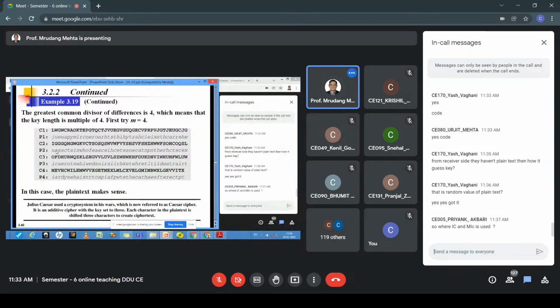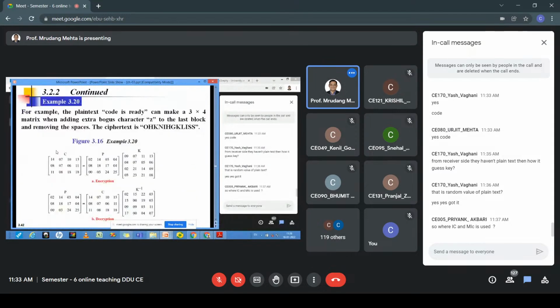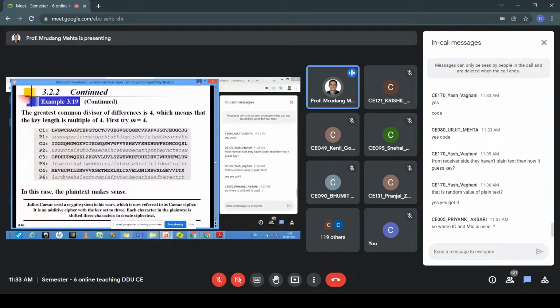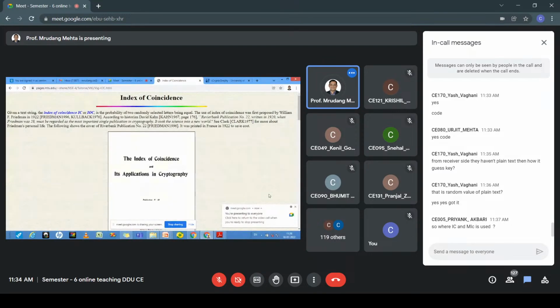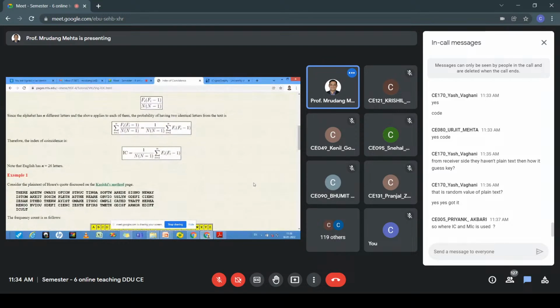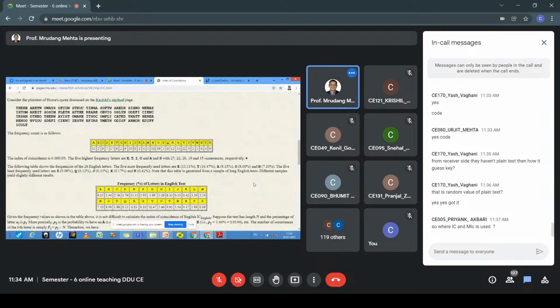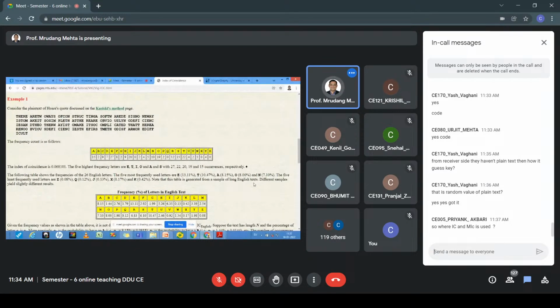Okay. So where IC and MIC are used, we will see in another example. For that, I am showing you another example, and that is this example. Okay, now see this. Because this guesswork is very difficult, right?